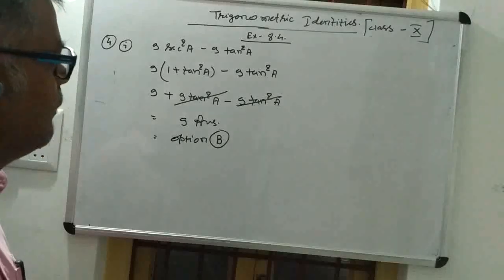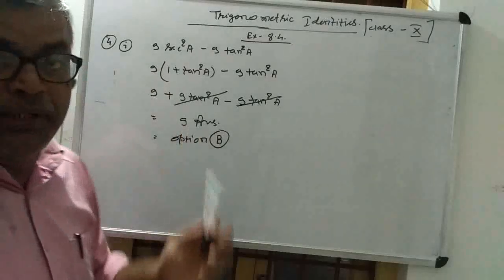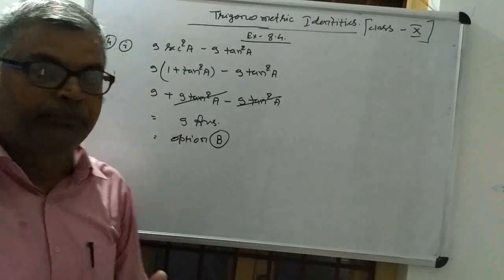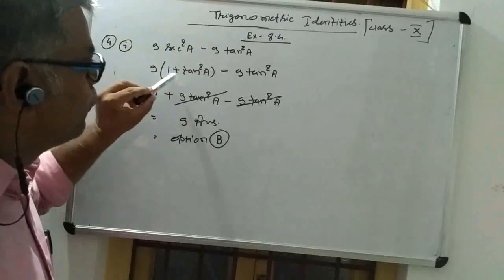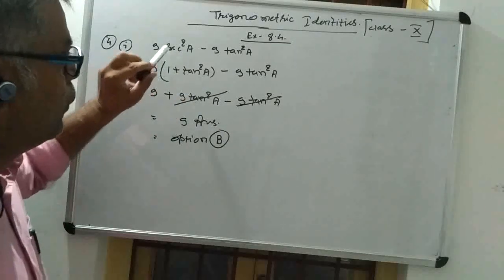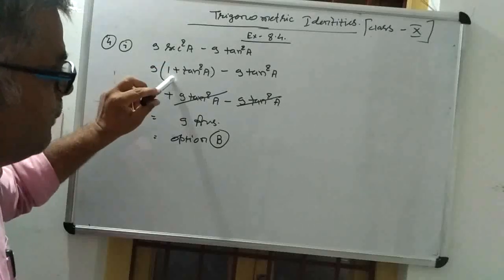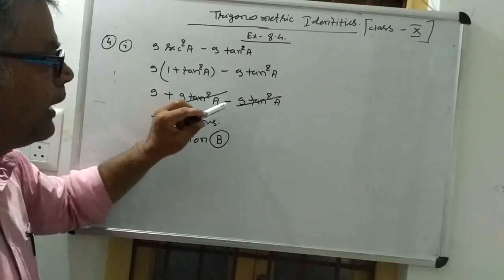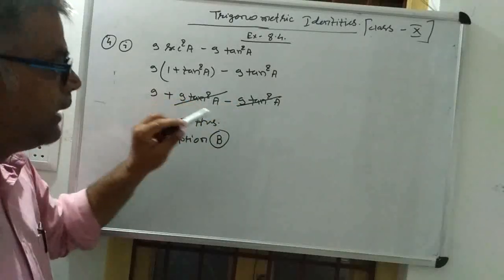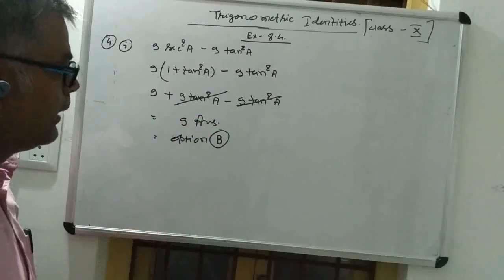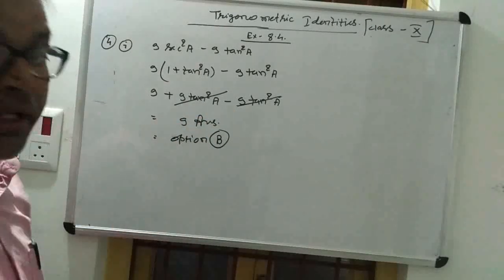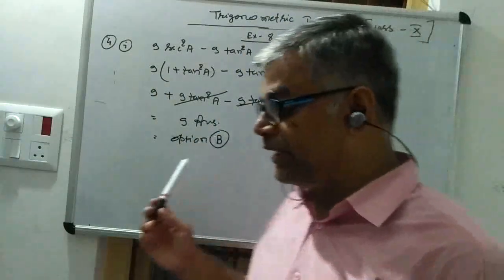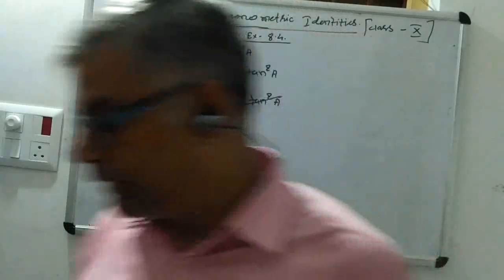You can solve them yourself. In this question, all we have done is use the identity for sec square A. We know that sec square A is equal to 1 plus tan square A. So instead of sec square A, we have written 1 plus tan square A, and on further solving, 9 plus 9 tan square A minus 9 tan square A, the plus and minus 9 tan square A get cancelled, and ultimately we have the value 9, which is option B. Option B is the correct option, and in this way you can solve this question.